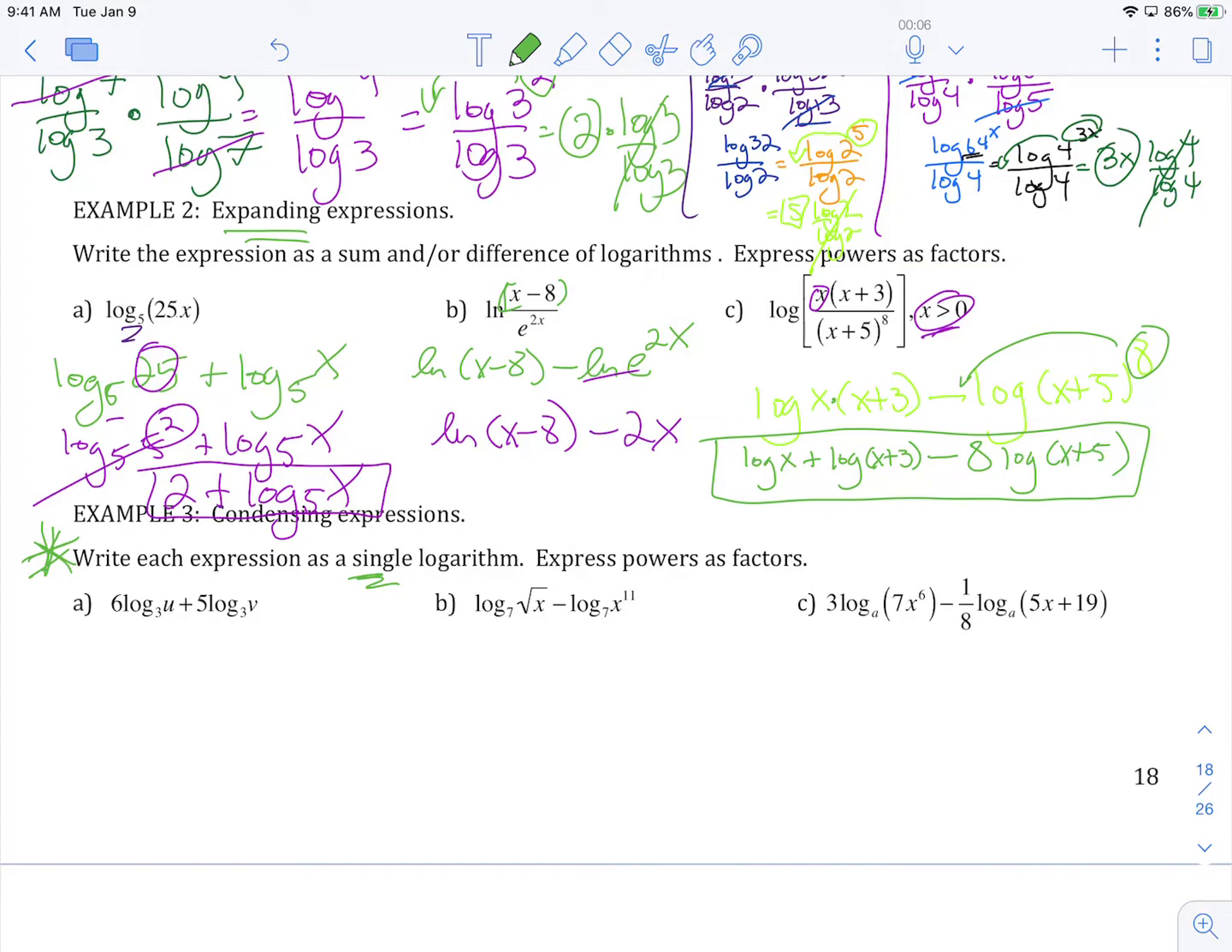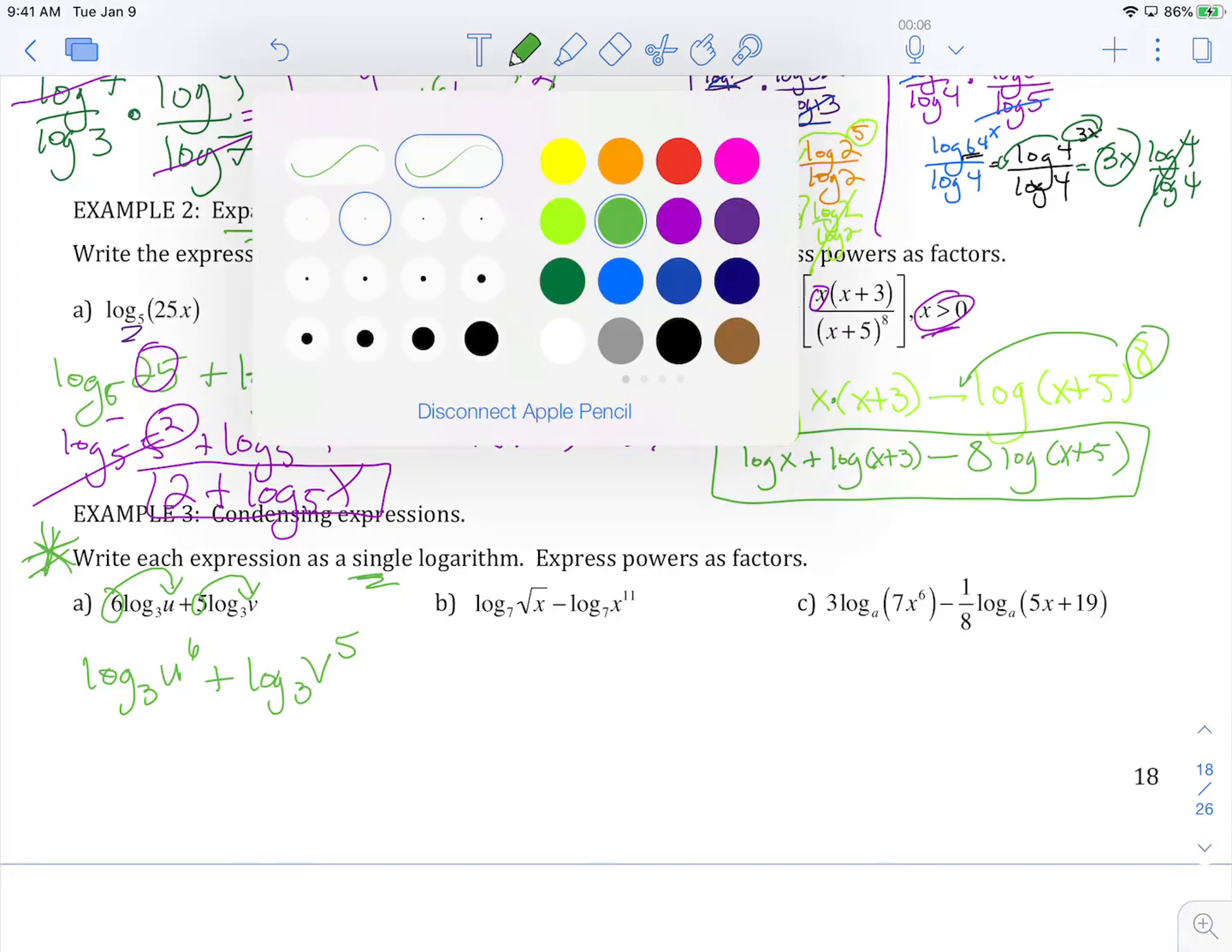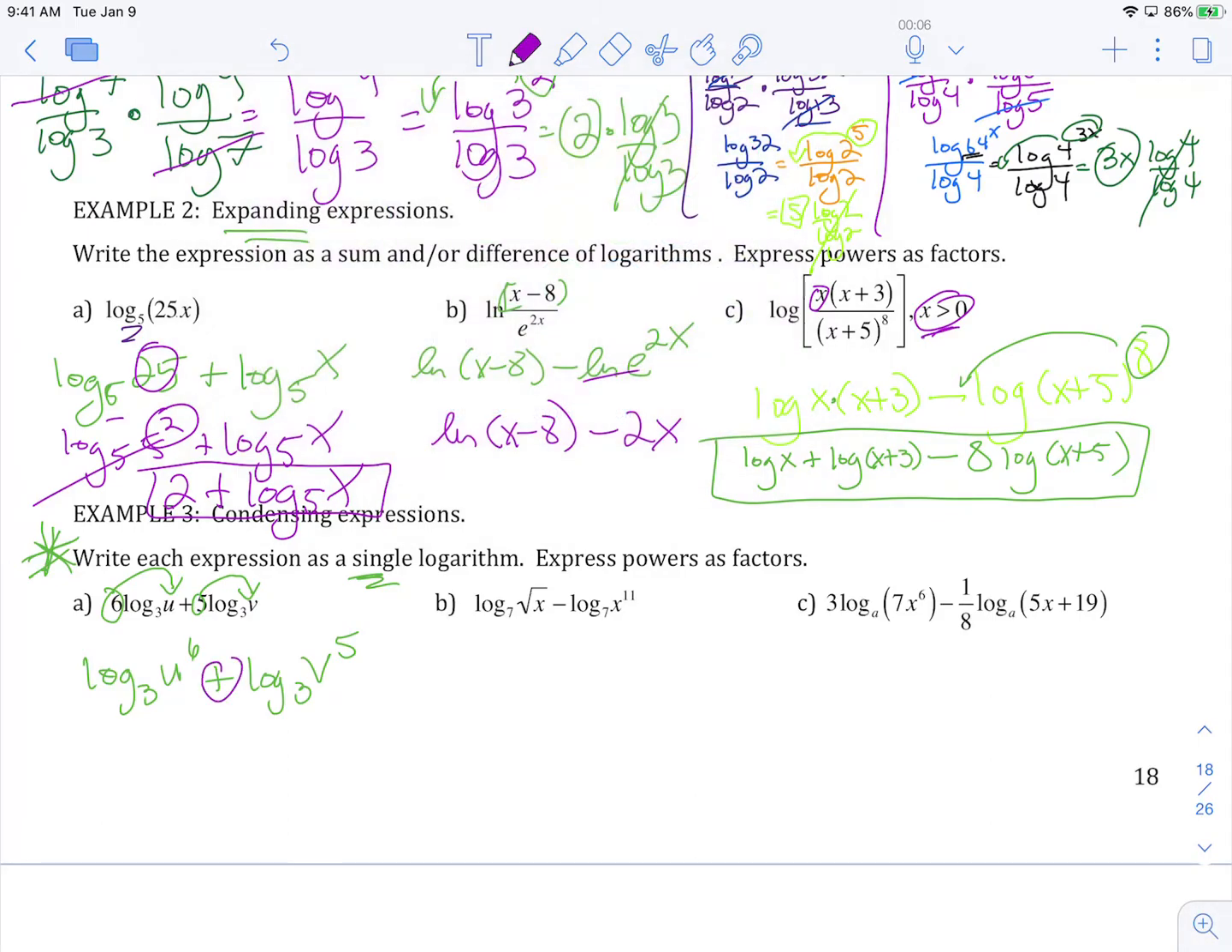So a couple things we could do right off the bat. You see these numbers in front. I could put them as exponents. So now we have log base 3 of u to the 6th plus log base 3 of v to the 5th. And then hopefully we recognize if there's a plus sign, we have the exact same base, we can rewrite it as a product of a single logarithm. So we can rewrite this as log base 3 of u to the 6th times v to the 5th. And that's what it means to be a single logarithm.